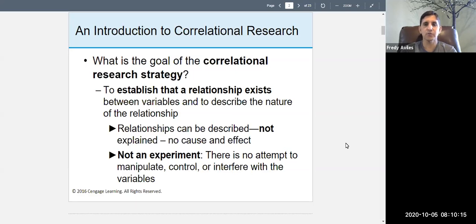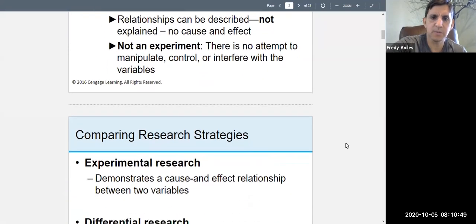So the correlational research strategy is not an experiment, okay? There's no attempt to manipulate, right, independent variables, nothing like that, right? You don't try to control anything or interfere with the variables. You just measure them, like you would on a survey, and you try to determine if there's any relationships among those variables, like sex, let's say, and aggression, or relationship between, let's say, anxiety and units that a student might be taking, okay? Something like that. It's easy to think of what some of those relationships might be.